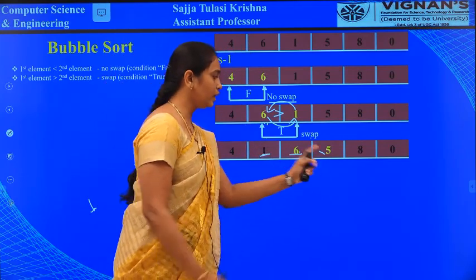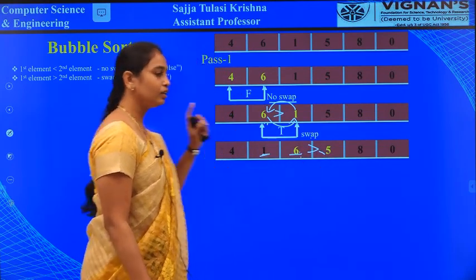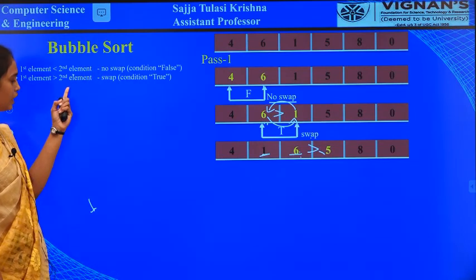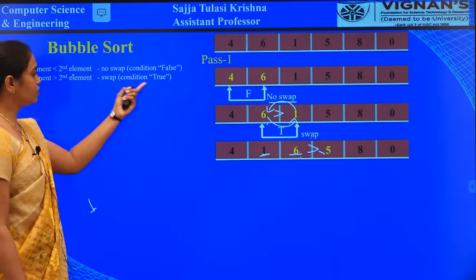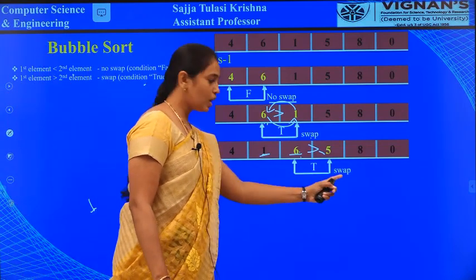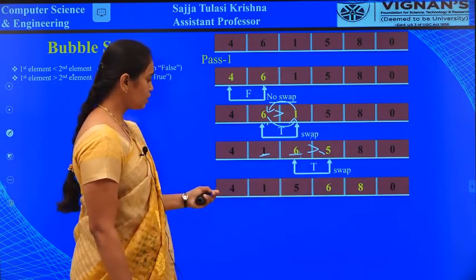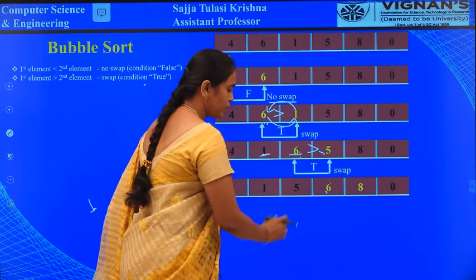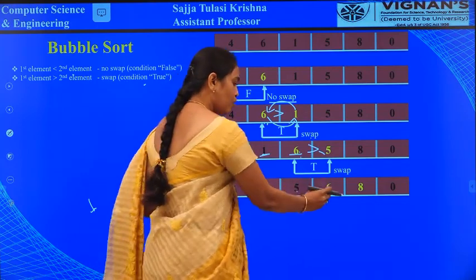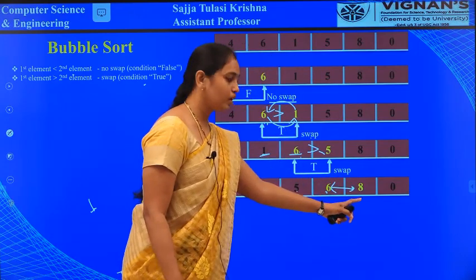6 is greater than 5. The first element is greater than the second element. So the condition is: the first element is greater than the second element. Is it true or not? Yes, the condition is true. So now we are going to swap these two elements. Now see, these two elements are swapped. 5 and 6 swapped. Now compare these two elements, 6 and 8.